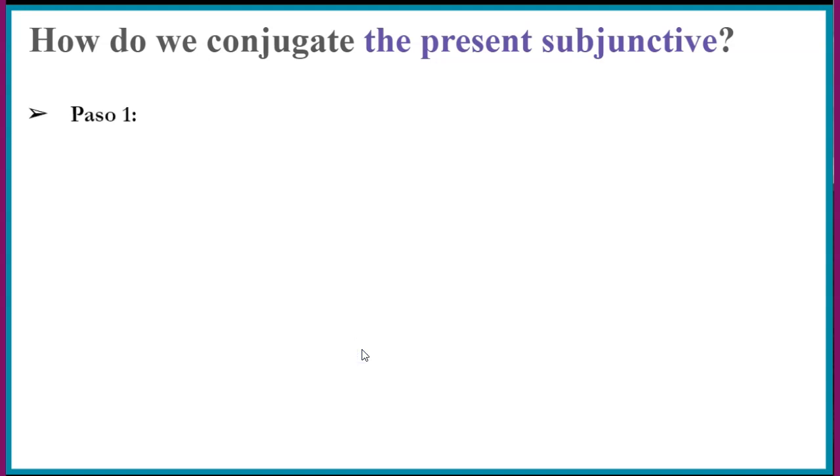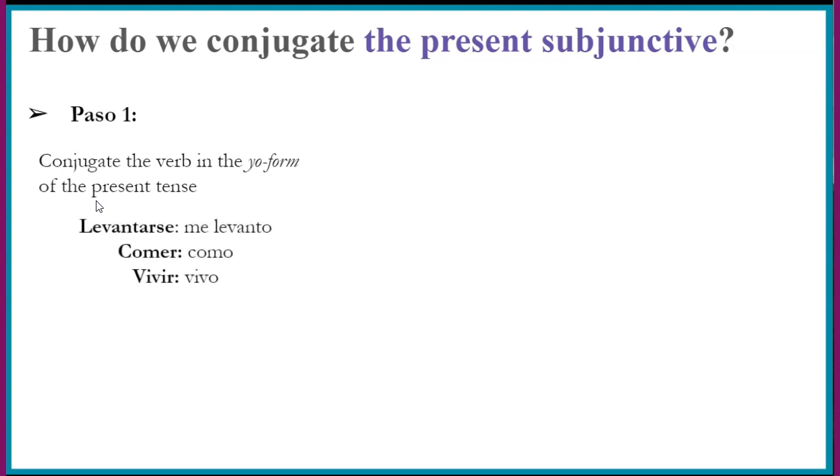So we talked about yesterday how to conjugate it. We talked about there are 3 steps. Paso 1 is to conjugate the verb in the yo form of the present tense. So first step, conjugate the verb in the yo form of the present tense. And if you remember how to conjugate affirmative and negative usted commands, and affirmative and negative ustedes commands, it is the same as step number 1.